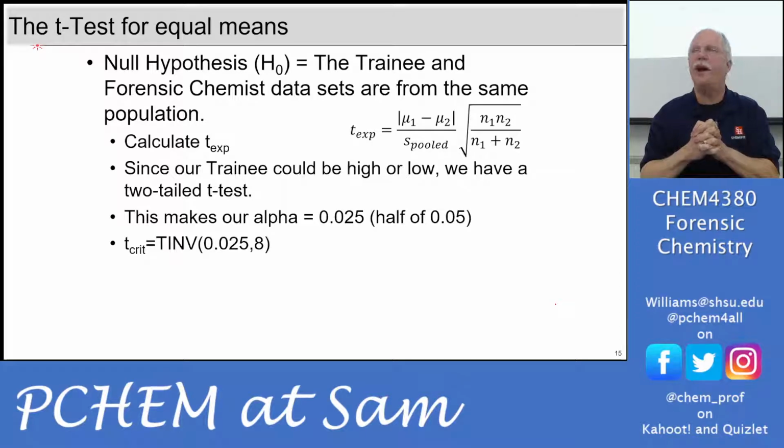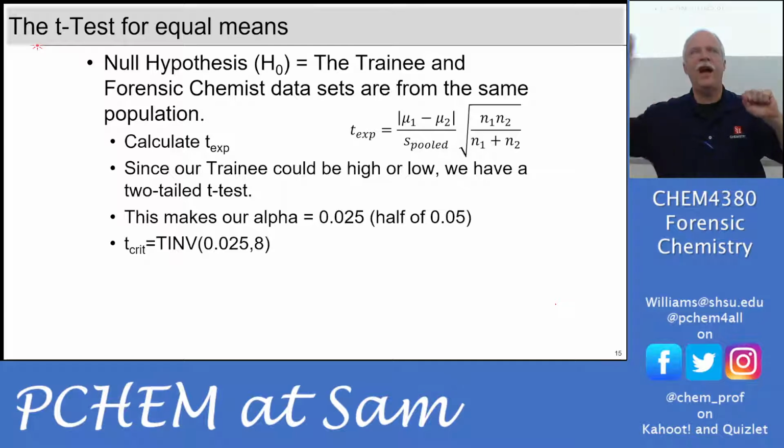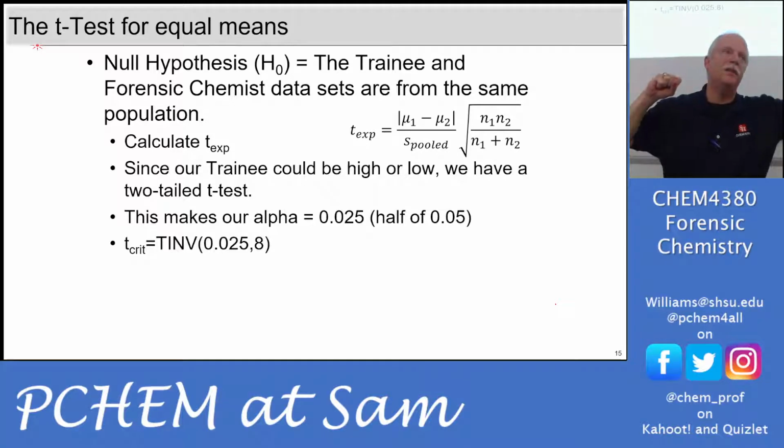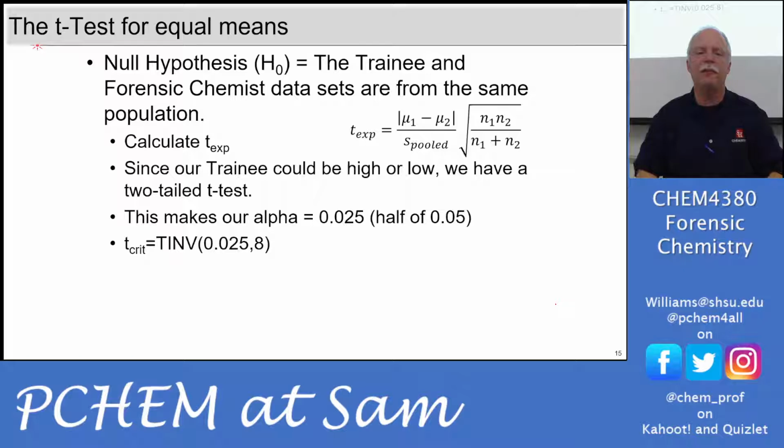So 0.05 alpha for a two-tailed test, 2.5% could be on this end, 2.5% could be on that end. Okay, so we divide alpha by 2. And so our critical values are going to be this t inverse 0.025 for the alpha.